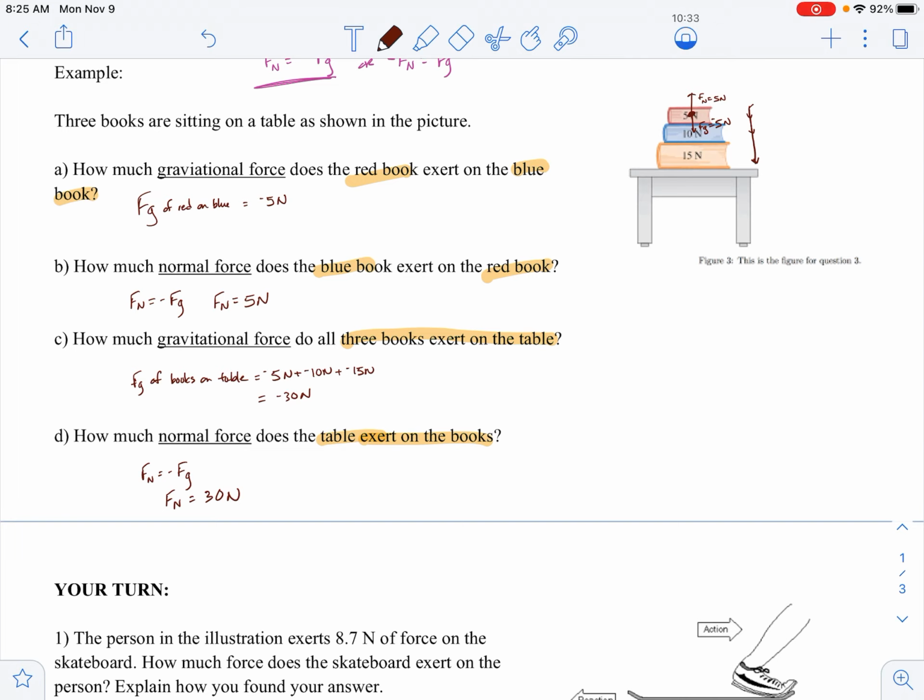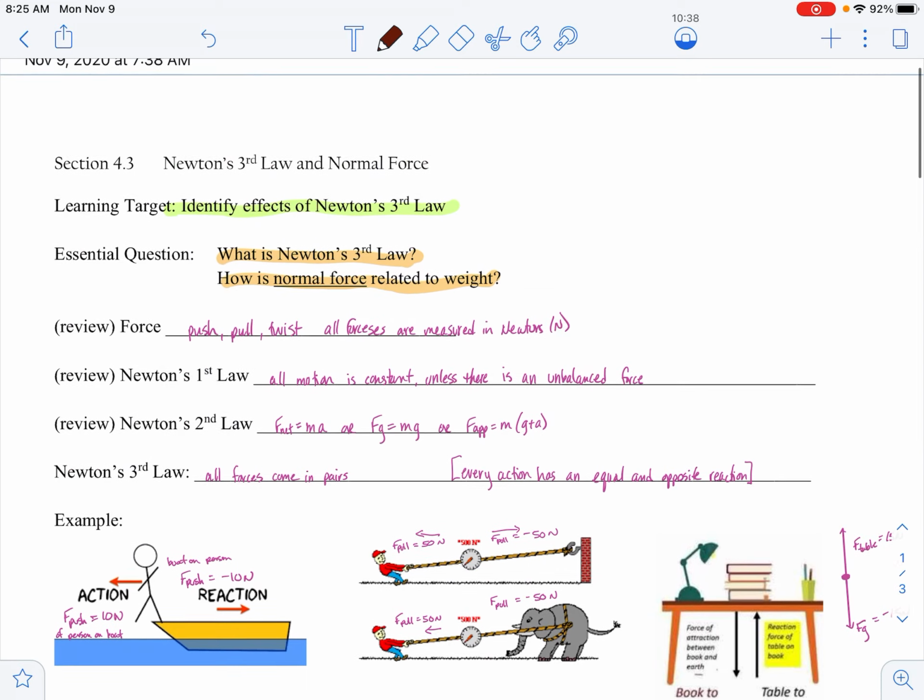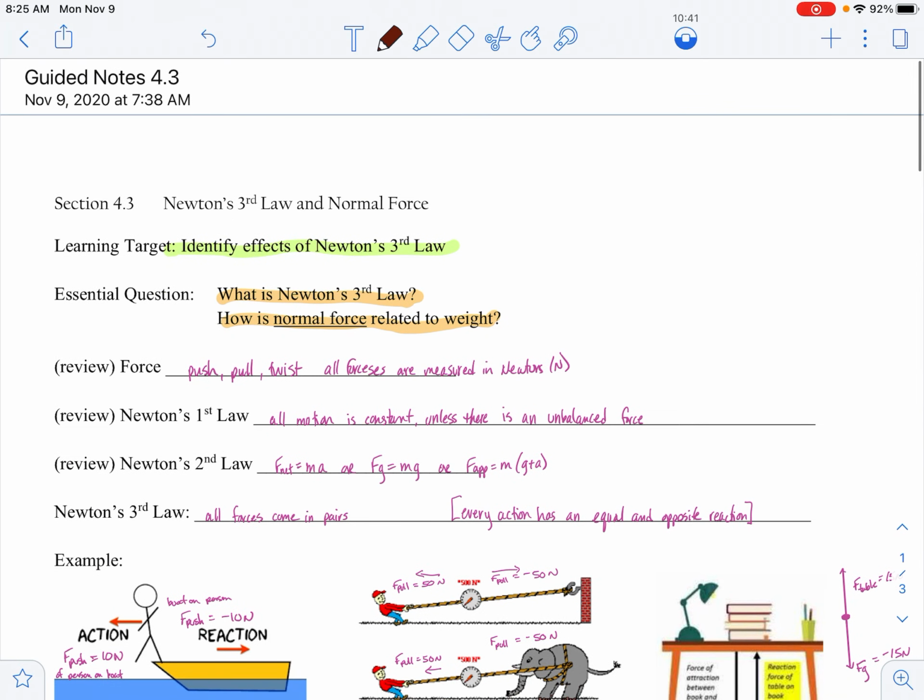Okay, if you have questions, now's a good time to write them down so that you remember to ask them in class next time. So let's go back up here to the top. Did we identify the effects of Newton's third law, equal and opposite forces? What is Newton's third law? And how is normal force related to weight? So they are equal and opposite.